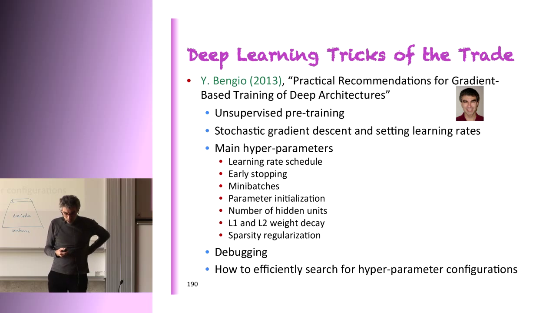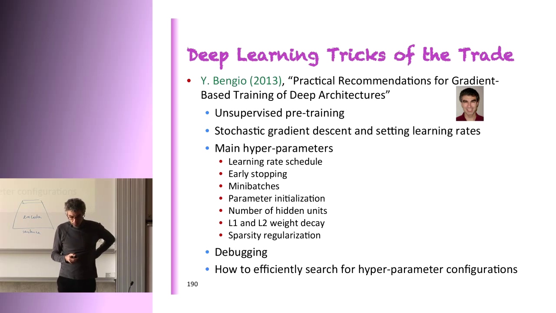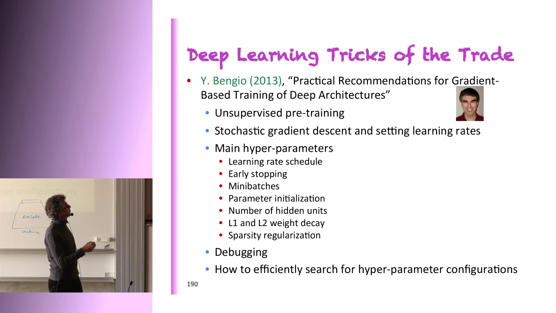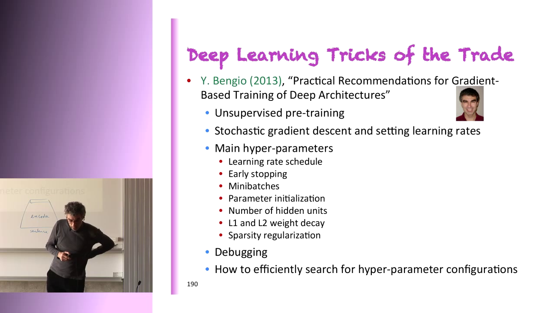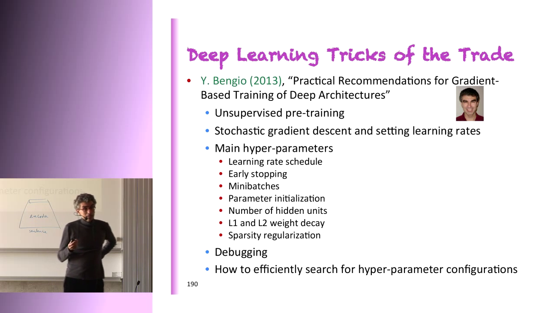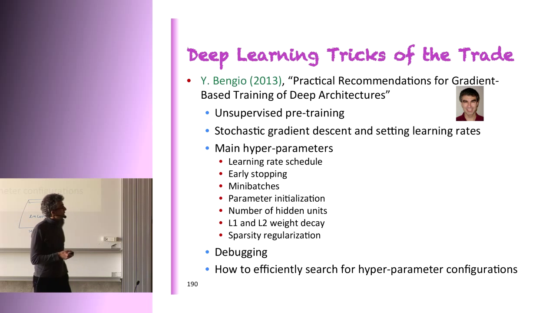So what does it talk about? Okay, so it talks about the unsupervised pre-training trick, which I've already explained. But more interestingly, it talks about how to train these models besides the initialization. It talks about one of the main optimization techniques that's been used and it's very popular and simple to implement, which is called stochastic gradient descent, which I will explain a bit more in the next slide. And how to set its control parameters, which are the learning rates. But it also talks about other hyperparameters.